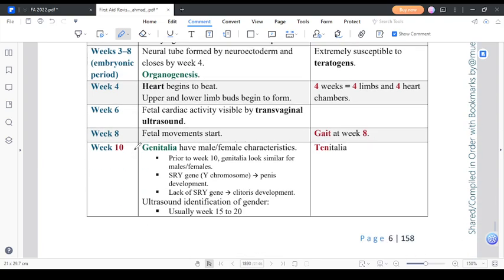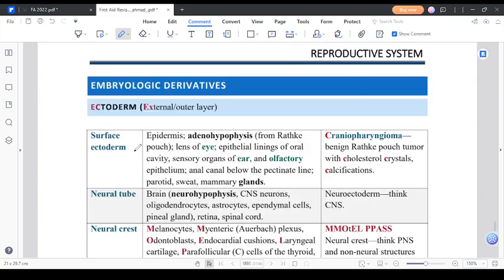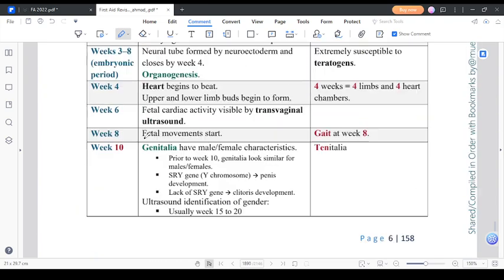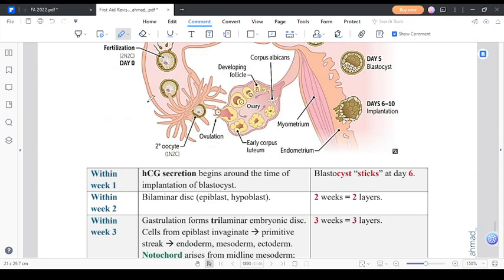Okay. So let's see it one by one. Within the first week, hCG secretion begins around the time of implantation of the blastocyst. The blastocyst sticks at day 6.